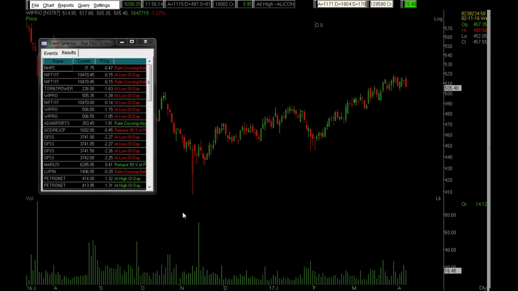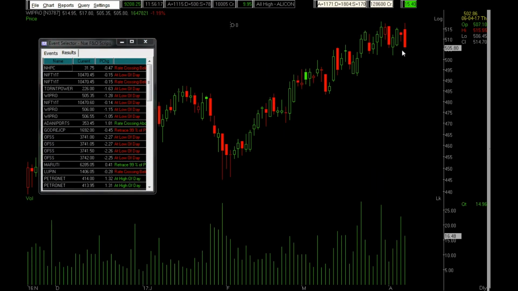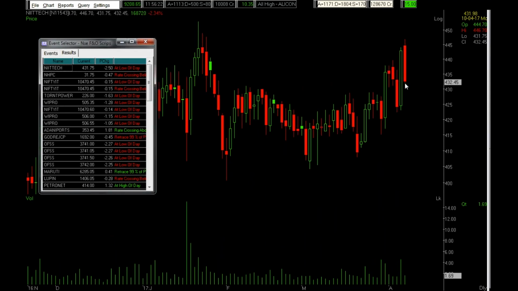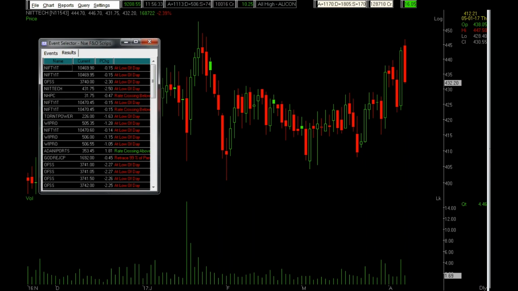So I quickly go to the daily chart and I notice, oh yes, Wipro is coming down. NIIT Tech is hitting the low of the day, which was 431.75. The lowest point is 431.75. So the event selector is like a ticker, but the ticker is not alphabetical. The ticker depends on the events that you have selected. So once the market is weak, most of the bearish events will pop up, and if the markets are strong and going up, you'll find a lot of stocks hitting the high of the day, and the bullish events will be satisfied.